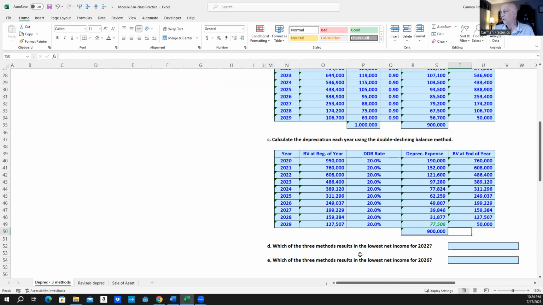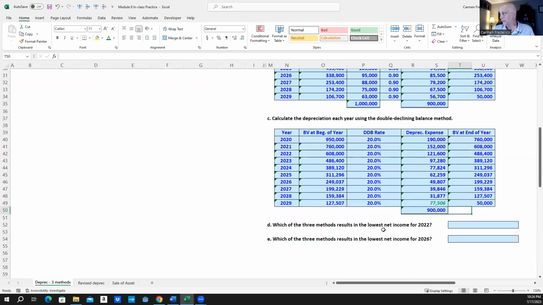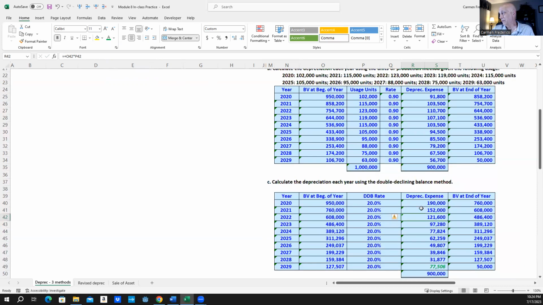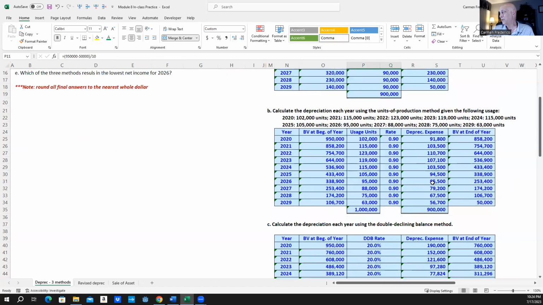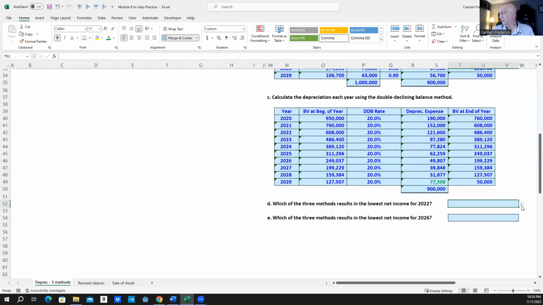Okay. So which of these three methods results in the lowest net income for 2022? It's the one that has the highest depreciation expense. So we see that in 2022, the depreciation expense is $121,600 for double declining. It's only $110,700 for units of production, and it's only $90,000 for straight line. So the answer is the double declining balance method.